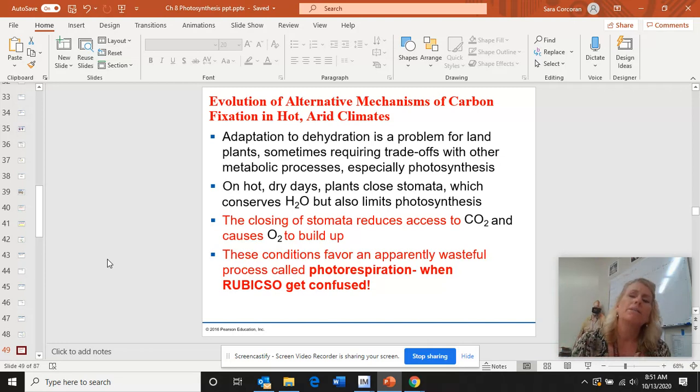So the closing of the stomata is a good thing to help preserve water from being lost, but it's a bad thing because it reduces the amount of CO2 for photosynthesis and it causes oxygen to build up when photosynthesis does happen. And in situations like that, there's a process called photorespiration that occurs. Basically it's just when Rubisco gets confused. Okay, and it is an ATP wasteful, energetically wasteful process.